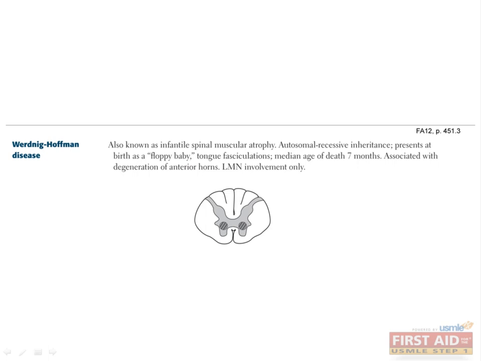Next, we have Werdnig-Hoffmann disease, which affects the same area as poliovirus, the ventral horns, and also leads to a flaccid paralysis. This is an autosomal recessive disease, so there is a 1 in 4 chance that future progeny will inherit the disease. It is both the most common and the most aggressive form of spinal muscular atrophy. Death usually occurs before the child turns 1 year old.